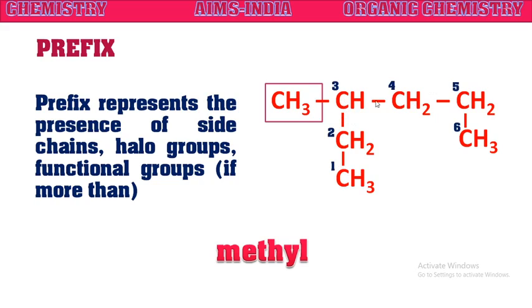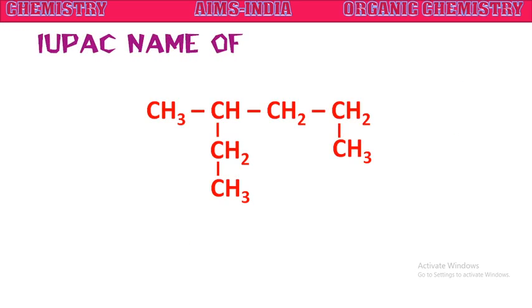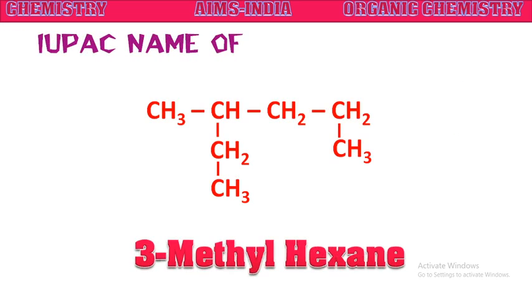So this is the correct numbering. By this, the carbon with the methyl group gets number 3. So the prefix will be written as 3-methyl. And hence, the final IUPAC name for this compound is 3-methyl hexane. In this way, the IUPAC naming of any hydrocarbon can be divided into 4 simple parts so that it can be written very easily. They are word root, primary suffix, secondary suffix, and prefix.